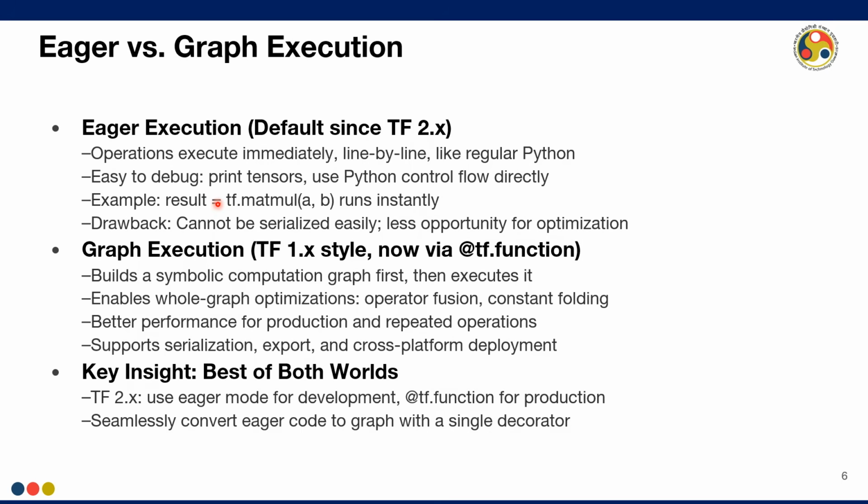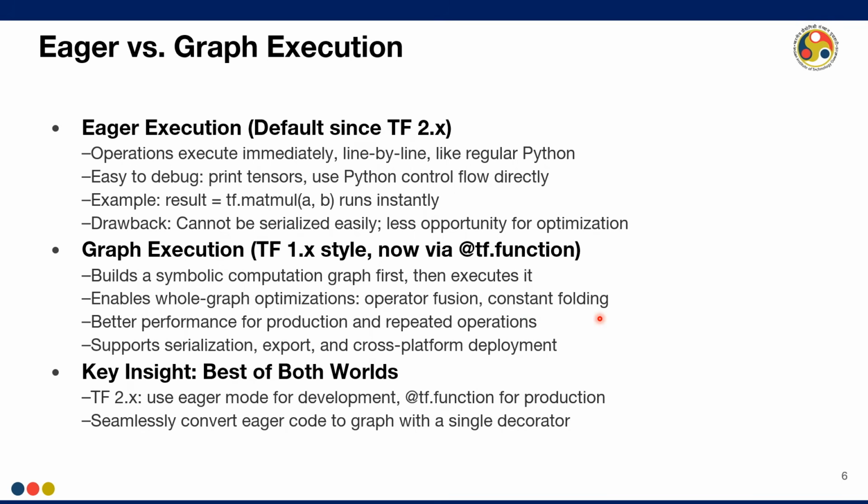Easy to debug, though. Graph execution, on the other hand, builds symbolically. First it looks at the entire code, and then executes the entire computation graph which is defined in this Pythonic way of coding. So it enables whole-graph optimizations. If I have some operators defined before and there are opportunities to fuse them later in my code, I will be able to do that, like operator fusion, and then constant folding.